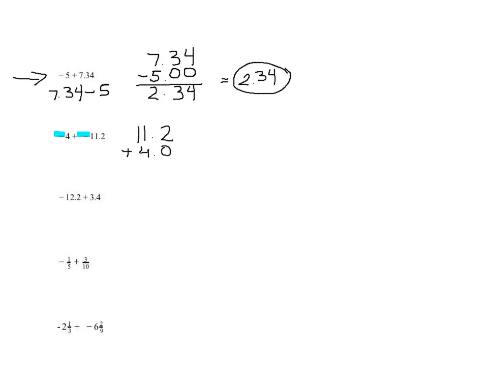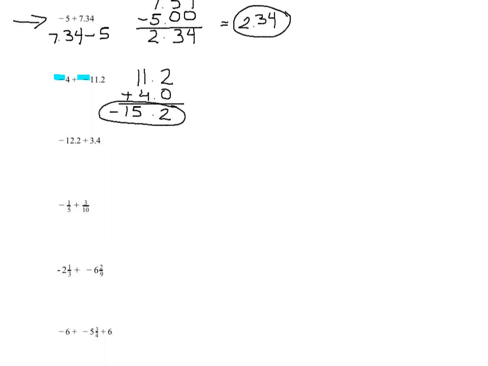4.0, add them together, carrying down that decimal, and then we add our negative sign because both of our rational numbers were negative. All right, let's move on to the third example.